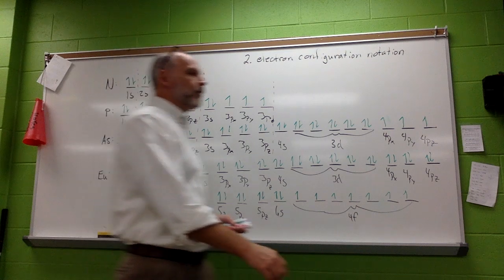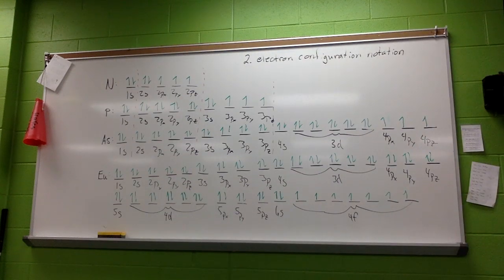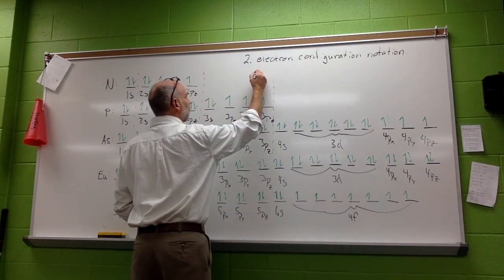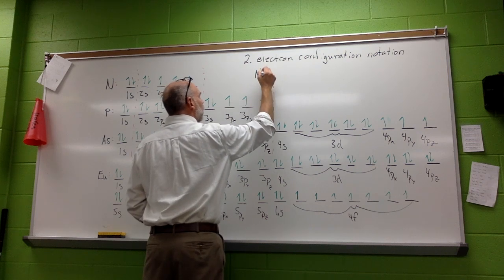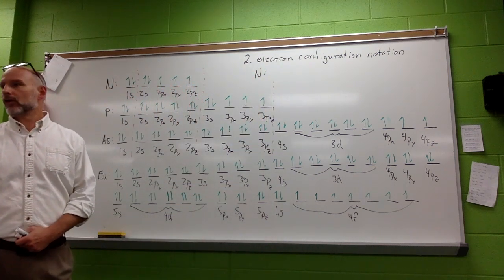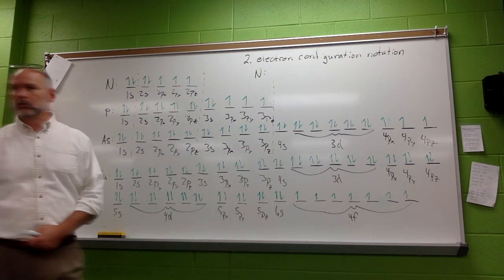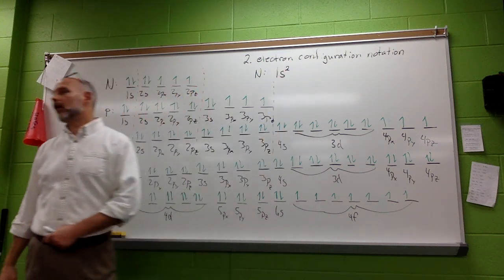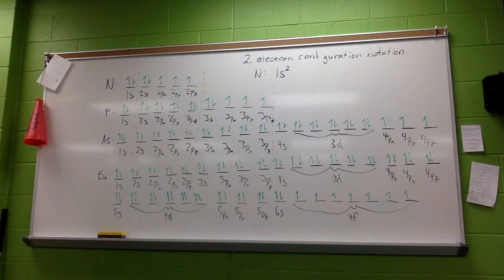All right, anyway, so with the electron configuration notation, we are only going to look at the number of electrons in each type of orbital. So, for example, for nitrogen, how many electrons are in the 1s orbital? 2. So we write 1s2. That is not 1s squared.